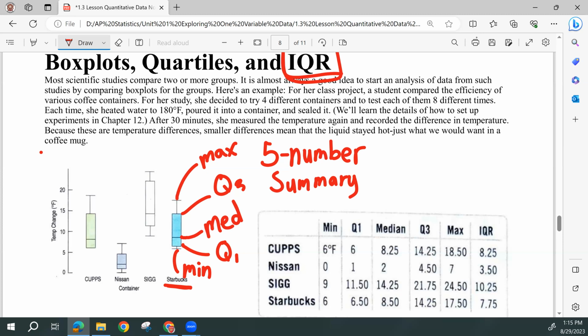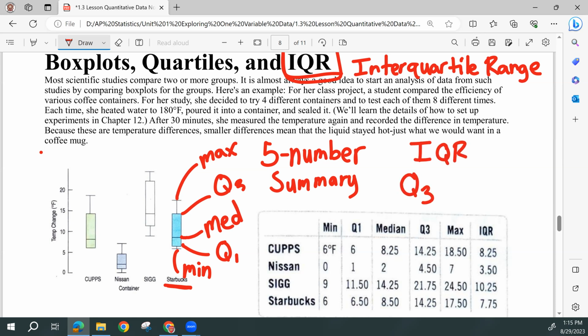So IQR, interquartile range, tells us how far apart the middle 50% of the data points are. And we typically use IQR if we're looking at a box plot or when we're looking at a skewed data set. And so if I want to calculate the IQR, I can simply take my third quartile and subtract my first quartile.